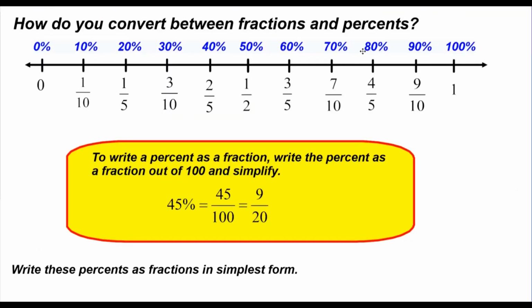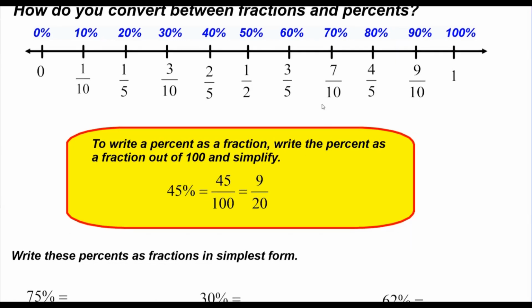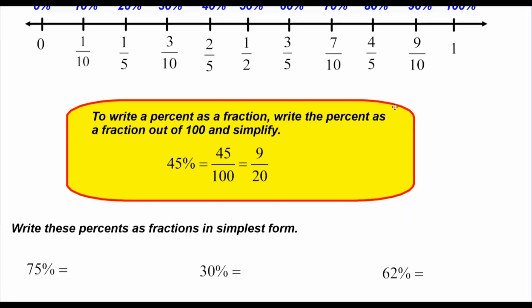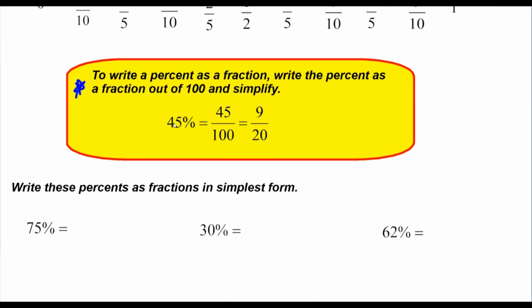So now how do I convert between fractions and percents? So again, I've got a double number line here that's got fraction values from 0 to 1 and their equivalent percents above them. So this is a little bit more involved, but still not that difficult. So to write a percent as a fraction, we're going to write the percent as a fraction out of 100 and then simplify it. Since we know that a percent is always out of 100, we can just write it as a fraction with a denominator of 100.